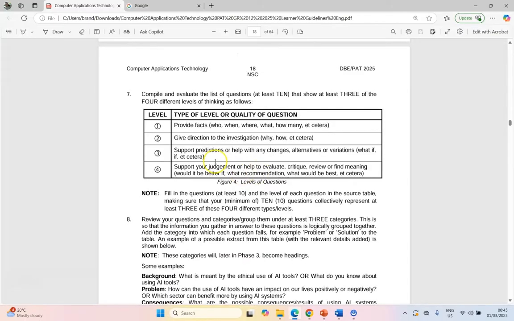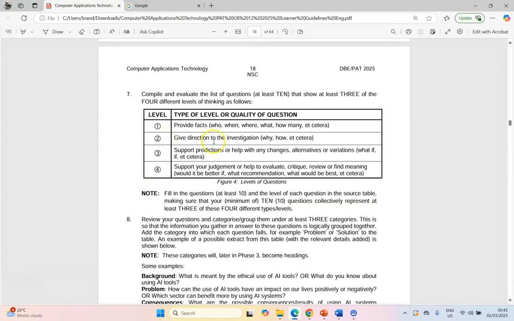So the first thing to take note of is the questions must have a variety of levels. So you're going to have 10 questions, but they must have at least 3 or 4 different levels. Now, a level 1 question is a question that just provides facts, definitions. What is this? Who is this? When did this happen? Very straightforward facts. That would be considered level 1. Those are easy to find, but you can't just have level 1 questions. You're going to need to have some level 2, 3s, and 4s.